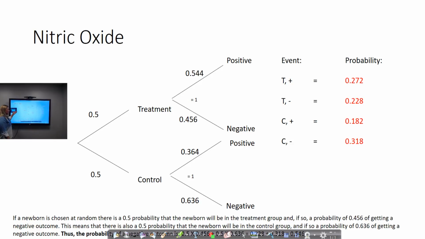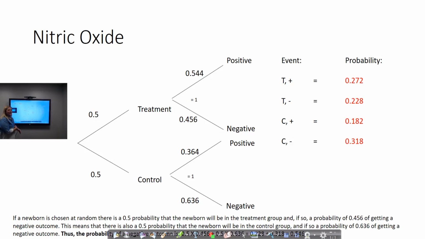So it's a 50% chance whether the newborn is in the treatment or the control group. It's been stated that if they're in the treatment group, there's a 0.456 chance of getting a negative outcome. You may be wondering where this 0.544 number comes from. Well, in probability trees, the numbers on the tree always have to equal 1. So since 0.456 is given to us, we can subtract that from 1 to find the other half of the probability tree. They always, always, always have to equal 1.